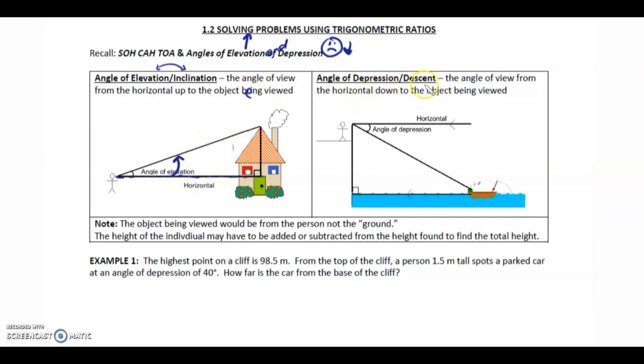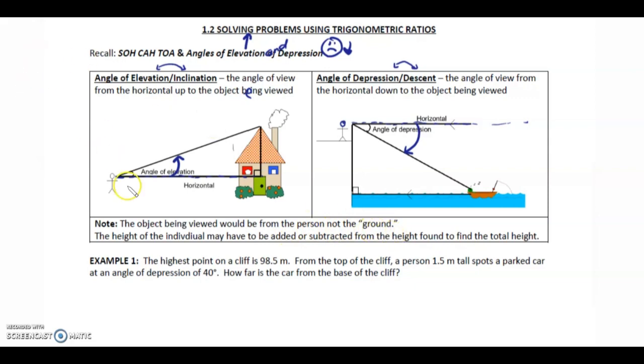Angle of depression or descent, okay, you could use either one. I usually use depression. What this is, it's like your line of sight. So like this person's eyes are here. So this is the horizontal line of sight. And it's going to be the angle going down to the object being viewed. Okay? The object being viewed would be from the person, not the ground.